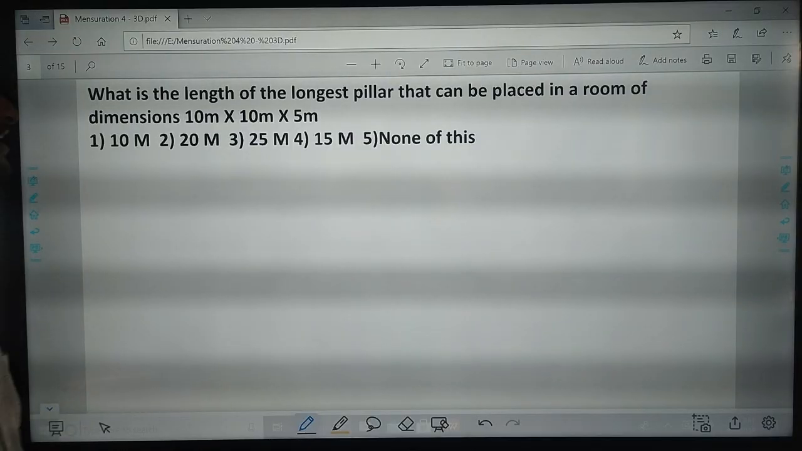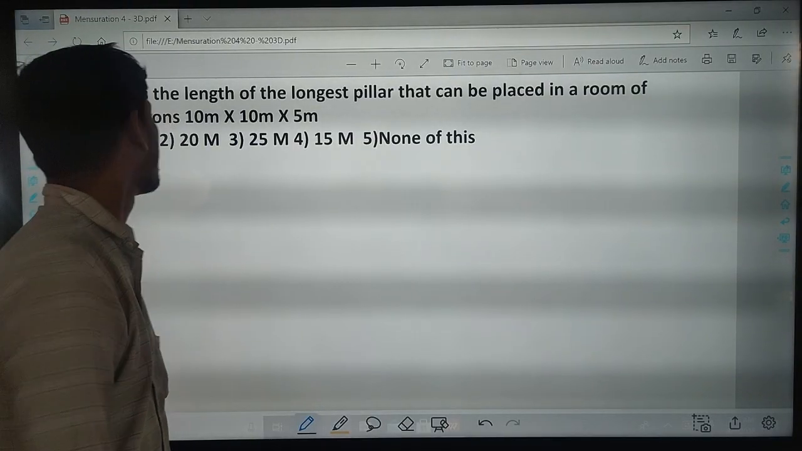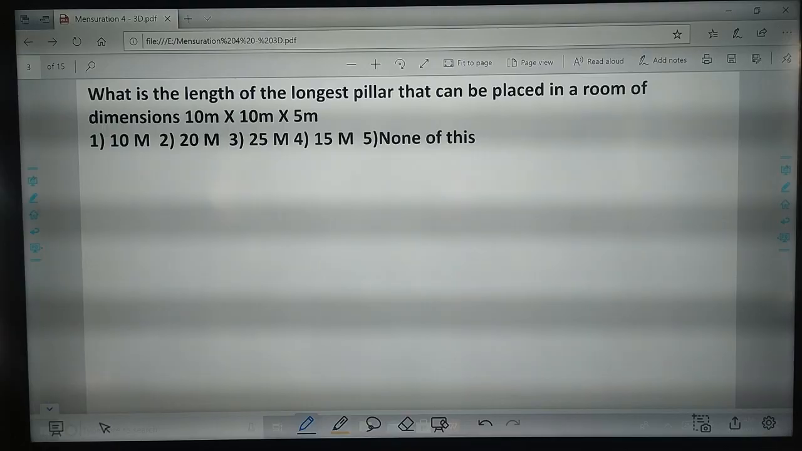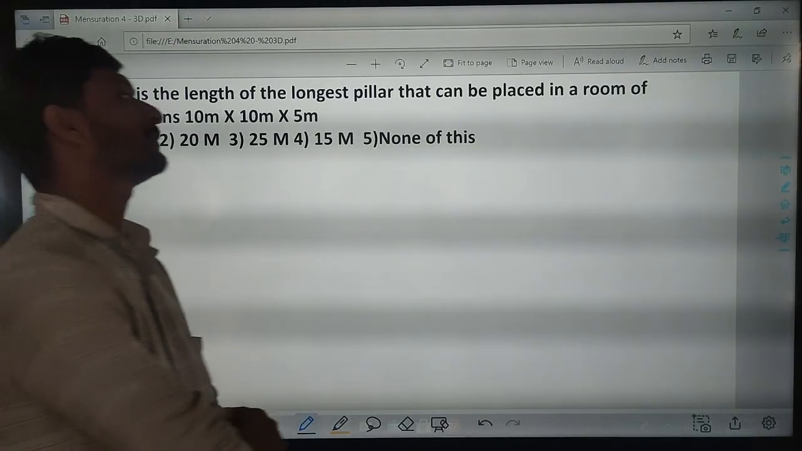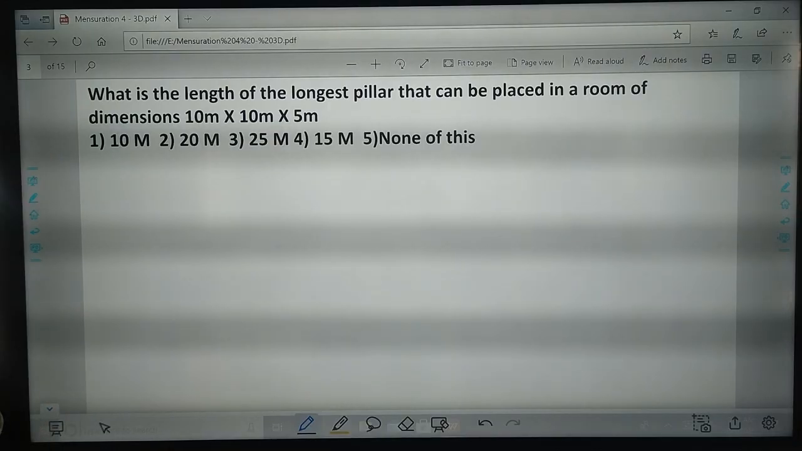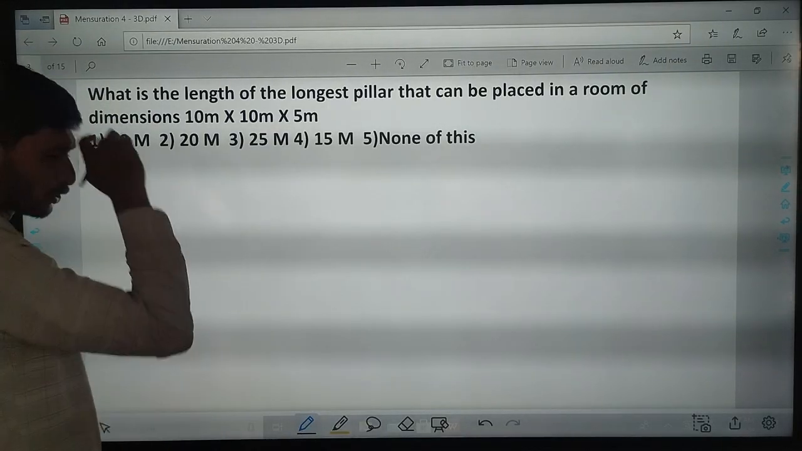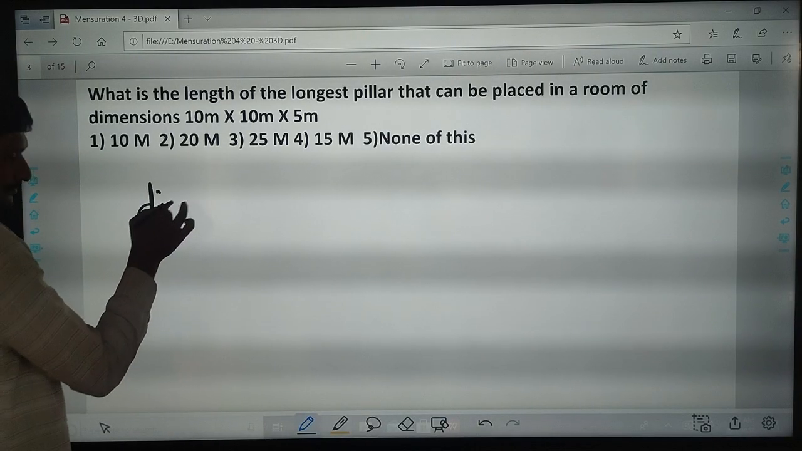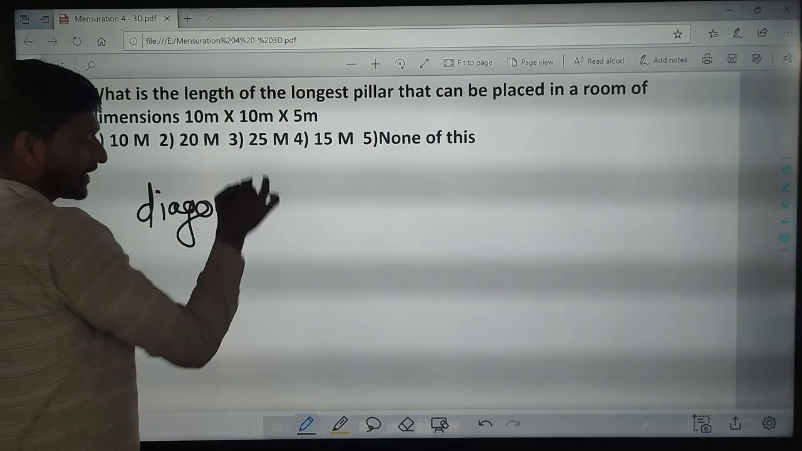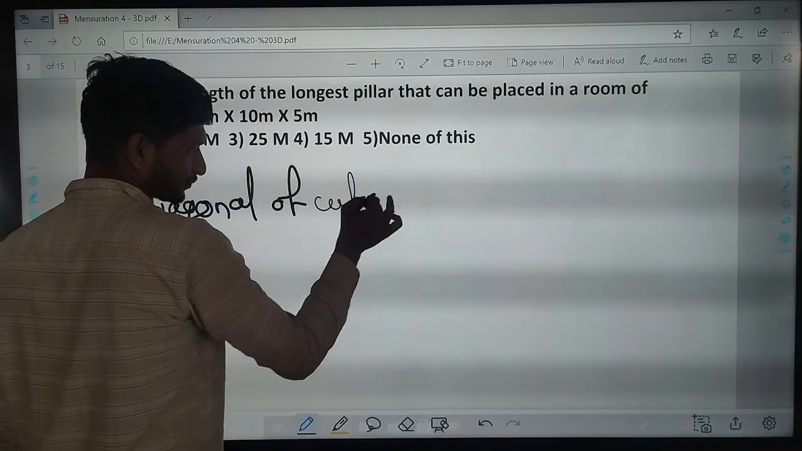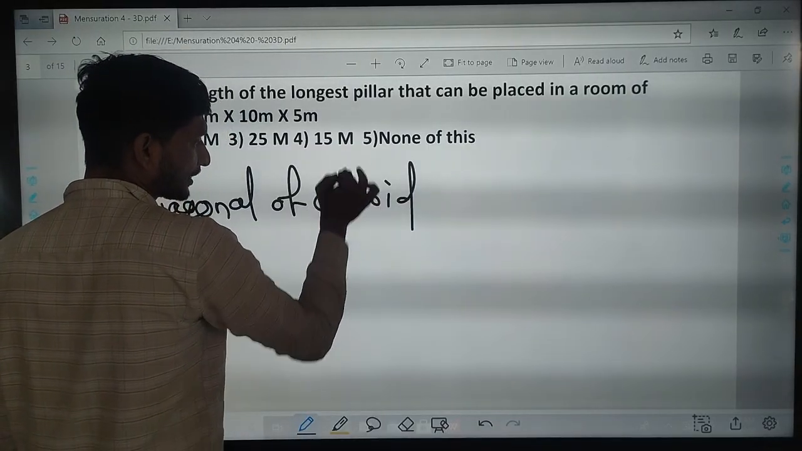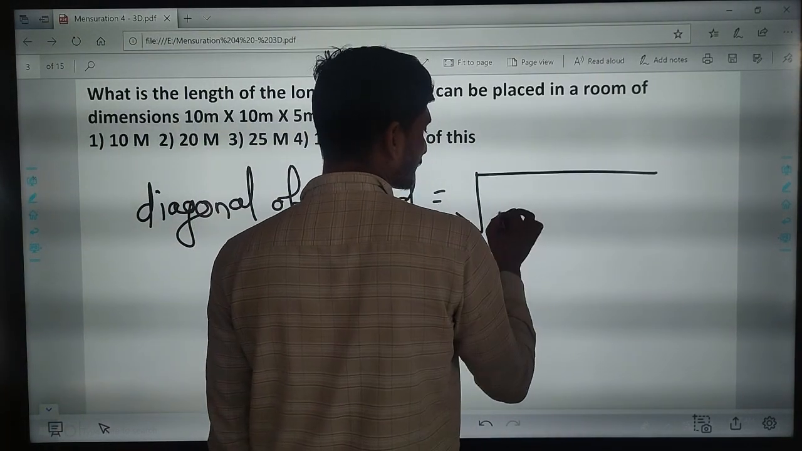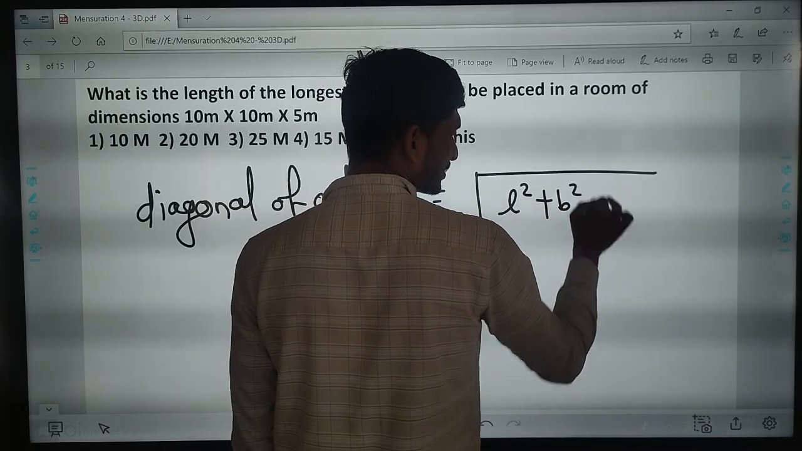What is the length of the longest pillar that can be placed in a room of dimension 10 meter into 10 meter into 5 meter? Here, what is the length of the longest pillar that can be placed in the room of dimension 10 by 10 by 5? Then this is your room, that is, we find the same diagonal of the cuboid. Then the diagonal of the cuboid is equal to L square plus B square plus H square.